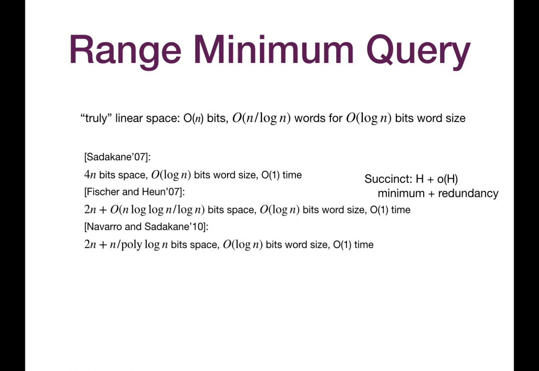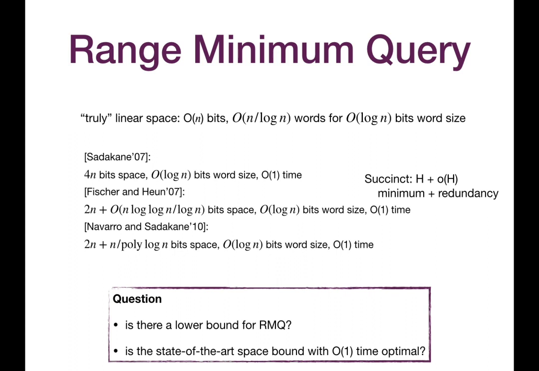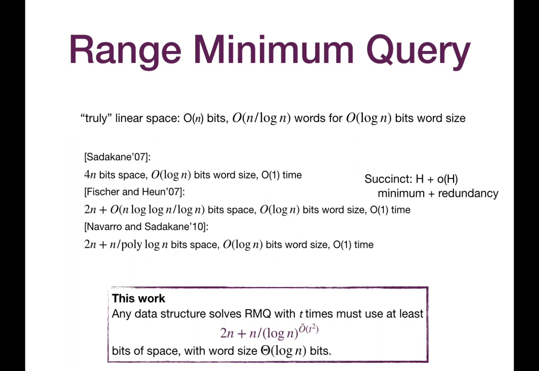Naturally, two questions come to our mind. First, is there a lower bound for RMQ? Second, does the state-of-the-art data structure with constant time have an optimal space upper bound? In this work, we present the first lower bound for RMQ. Our lower bound shows that the state-of-the-art algorithm is optimal in the regime of constant time.